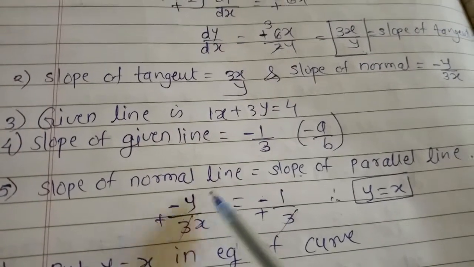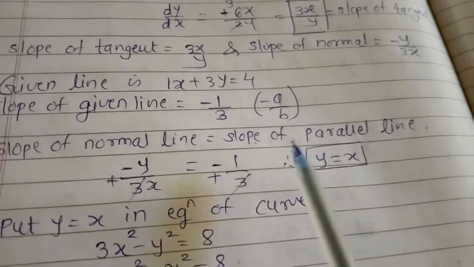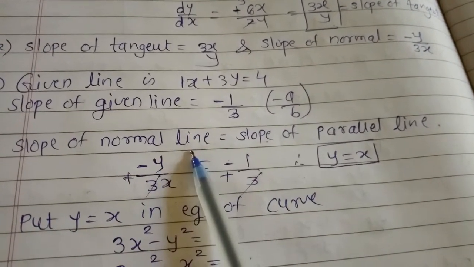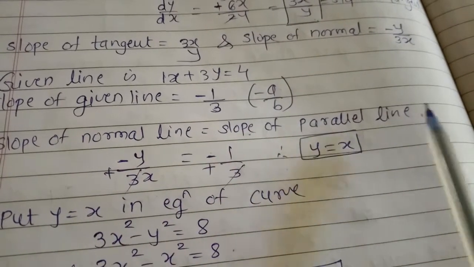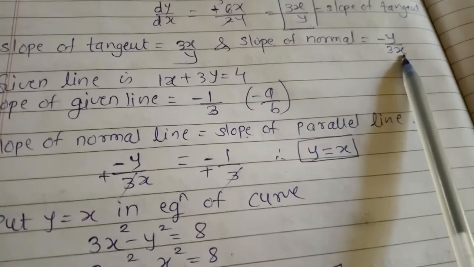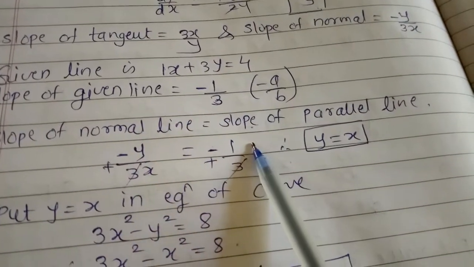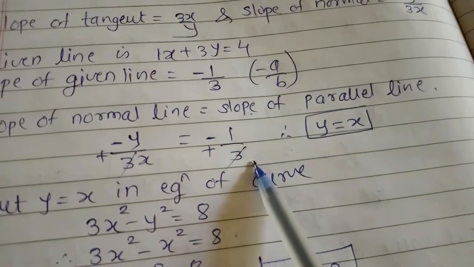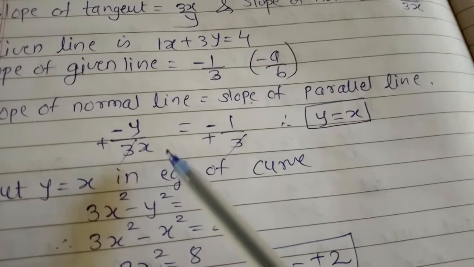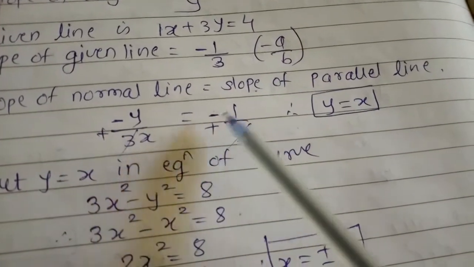So the slope of the normal is equal to the slope of the parallel line. This is the formula, that is the slope of the normal line is equal to the slope of the parallel line. So here minus y upon 3x we found as the slope of the normal, and the slope of the line is minus 1 by 3. So we equate these two slopes. The equation we get after solving is minus y upon x is equal to minus 1.